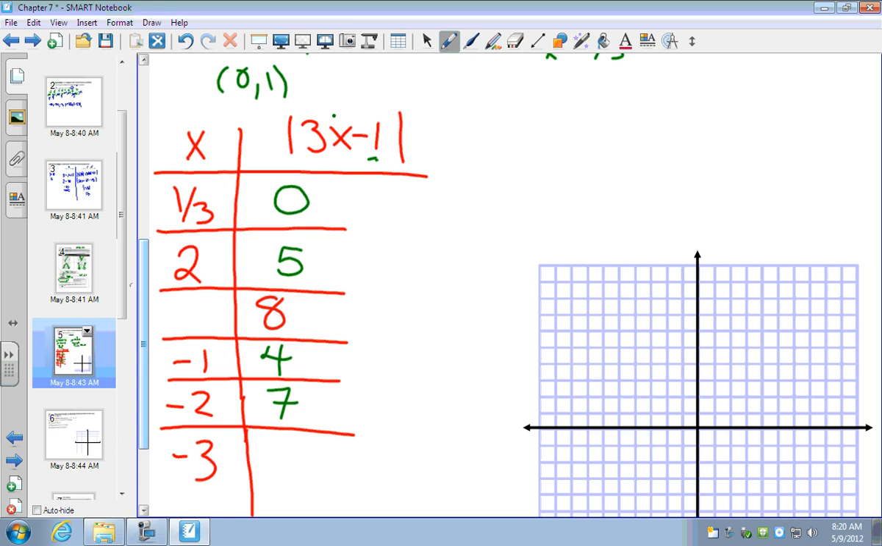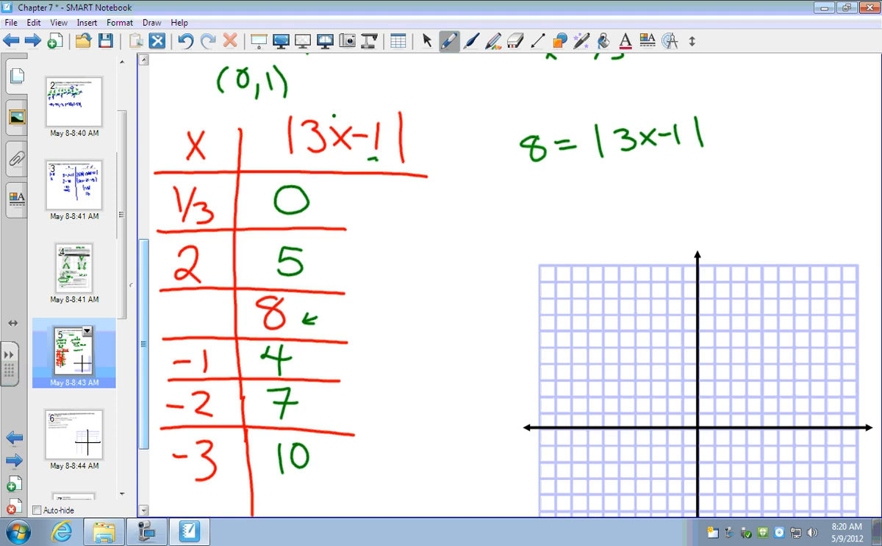Oh, I made a mistake on my sheet. Okay, 3 times negative 3 is negative 9, minus 1 is negative 10. So we're going to get the absolute value of negative 10, which is 10. Let's look at this. They want to know what x is when y is 8. So basically what they're saying is 8 is equal to the absolute value of 3x minus 1. So what x's make that true?